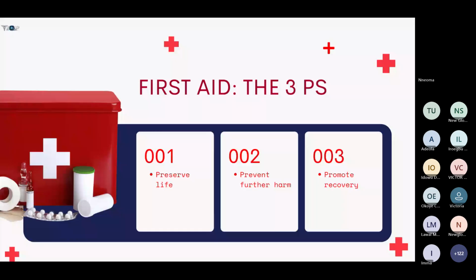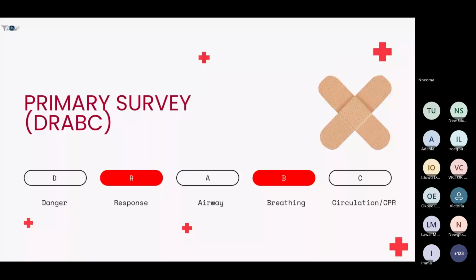Now, there's something called the primary survey in first aid, the DRABC. Right. Now, the first thing is danger. You recognize the danger. What is your response? You are securing the airway. You are ensuring that the patient is breathing, and then the circulation. I'll go again: danger, response, airway, breathing, and circulation.